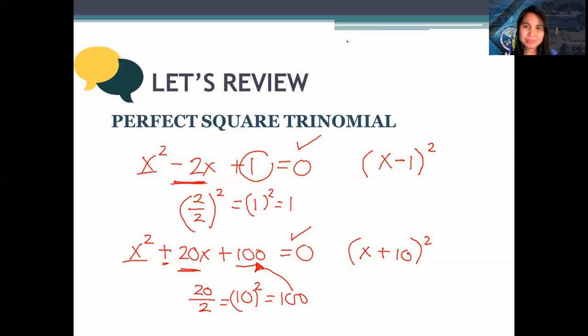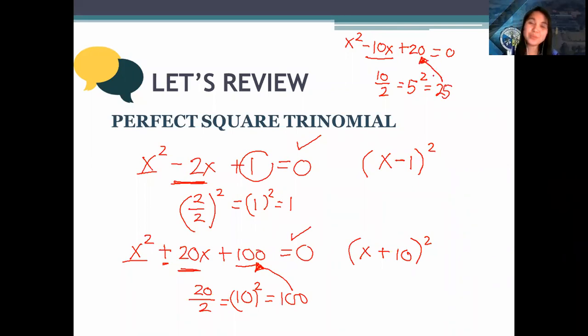How about this one? x squared minus 10x plus 20 equals 0. Let's check if it's a perfect square trinomial. Ready? The middle term, 10, or you say negative 10, the same. 10 divided by 2 is 5. You square 5. The answer is 25. Is it 25? No. Therefore, this is not a perfect square trinomial.